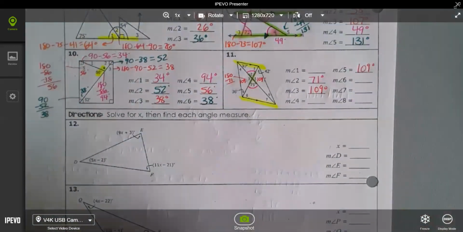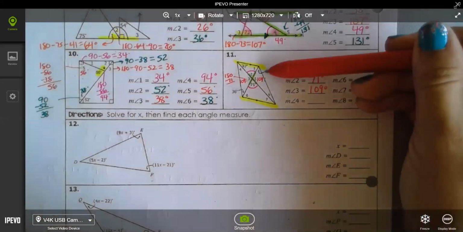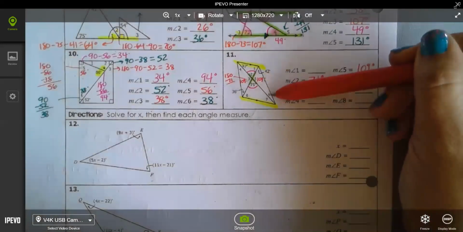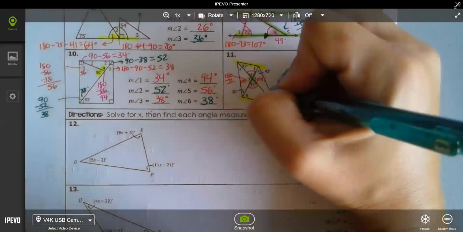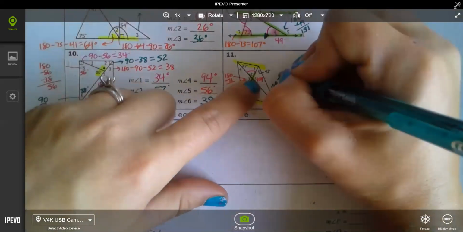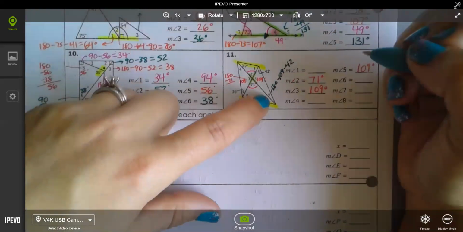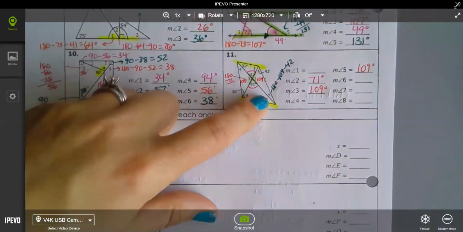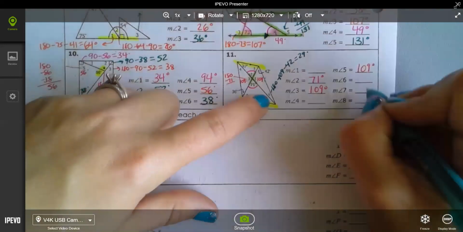All right, what else? I know 42, I know 109. Can we find out what number 6 is? So that's going to be 180, right, subtracting the 109 and subtracting the 42. So that's going to be, let's see, 29 degrees.